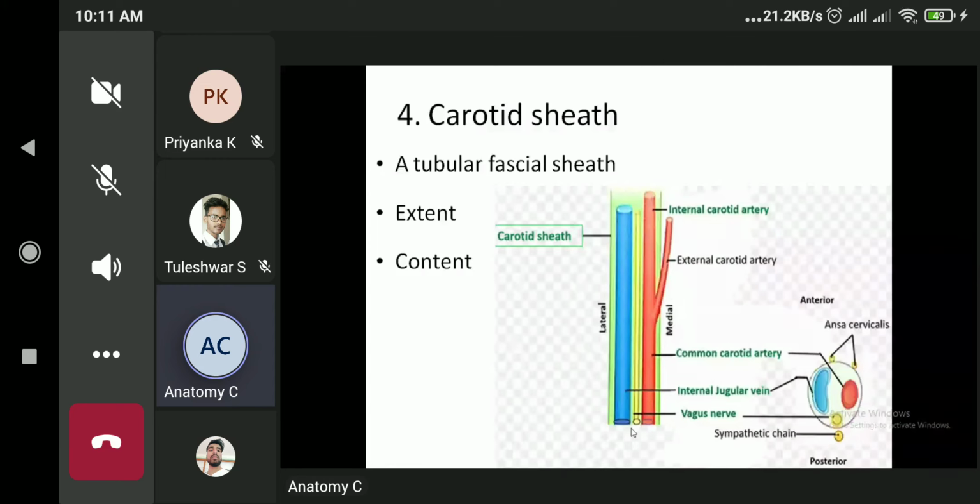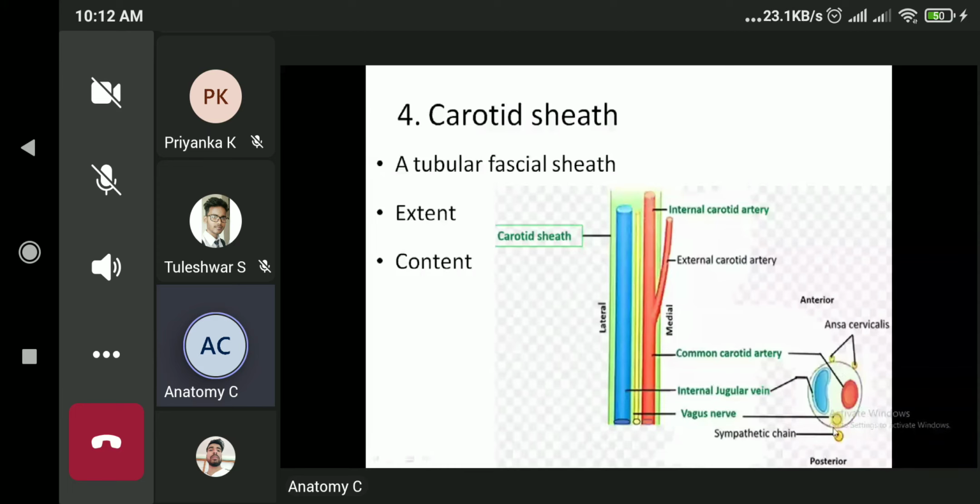Then talking about the content of the carotid sheath. See here, this is the sagittal section through the carotid sheath showing its content, and this is the transverse section. Remember, the contents are the internal jugular vein, the common carotid artery which divides into internal and external carotid artery, and then the vagus nerve. The vein is most laterally placed, the artery is medial in position, and more posteriorly placed is the vagus nerve. So this is the content of the carotid sheath.